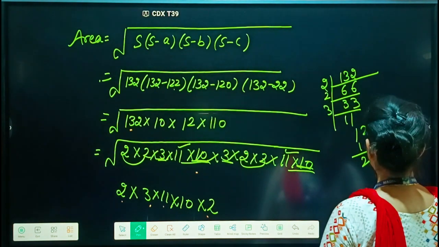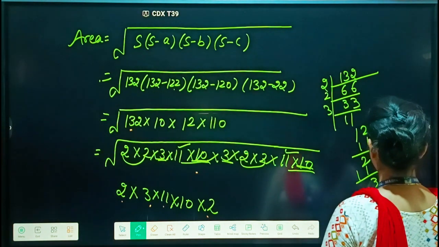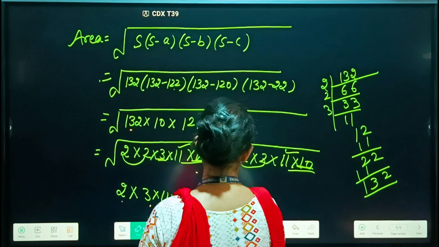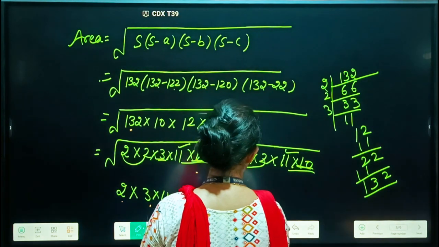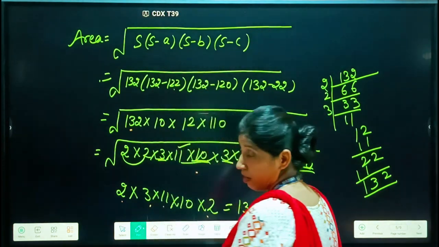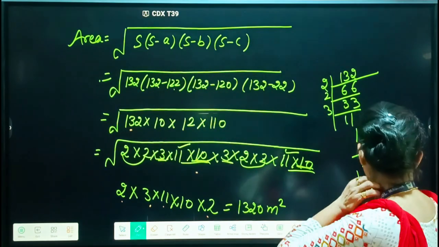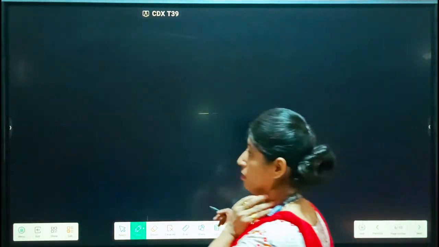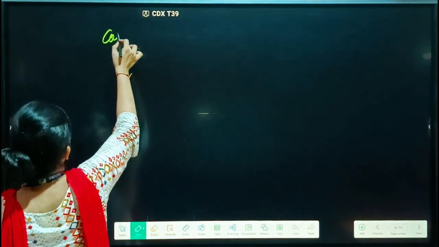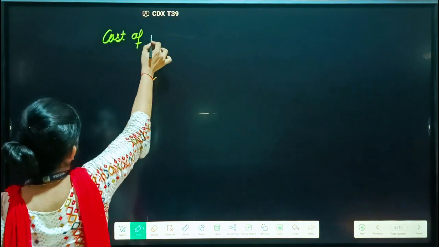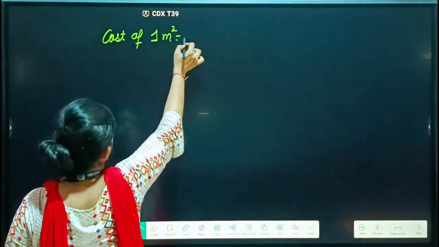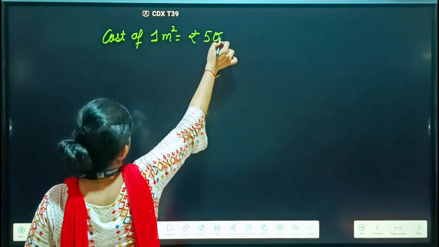11 2s are 22, 11 1s are 11, 2 3 1, 1320. 1320 meter square is the area. Now area came, right? Cost of 1 meter square is equal to rupees 5000, right?